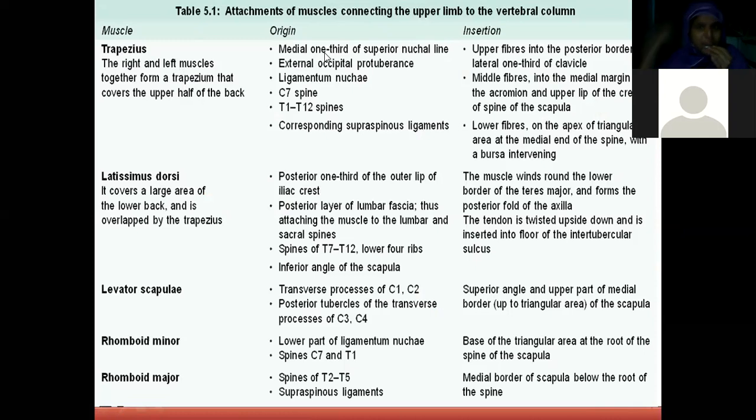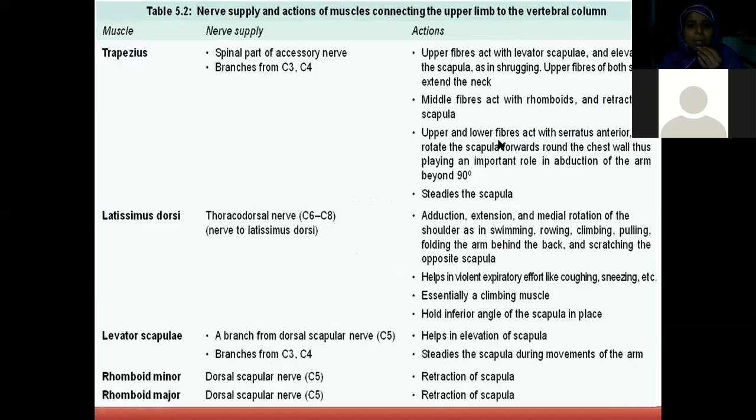Together it forms a trapezium. What did I say? It is coming from the external occipital protuberance, then medial 1/3 of the superior nuchal line, ligamentum nuchae, C7 spine, T1 to T12 spines, and the corresponding supraspinous ligament. Where is this getting inserted? See here, posterior border, I said. Lateral 1/3 of the clavicle. Middle fibers will go to the acromion, and also to the upper lip of the crest of the spine of the scapula. Lower fibers, the triangular area. I'll show you what the triangular area is.